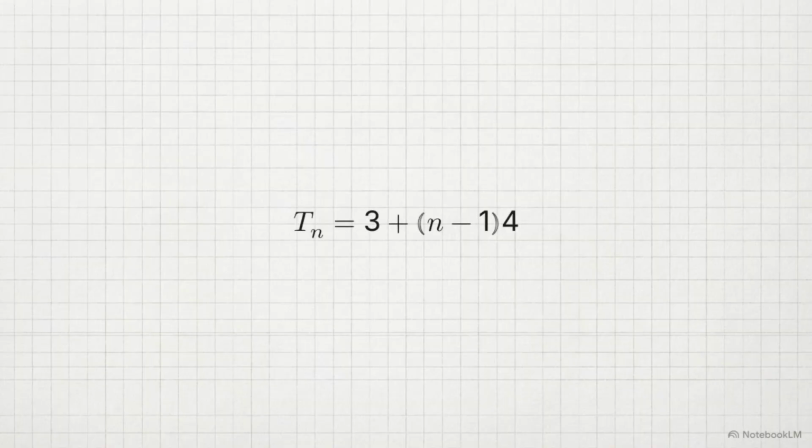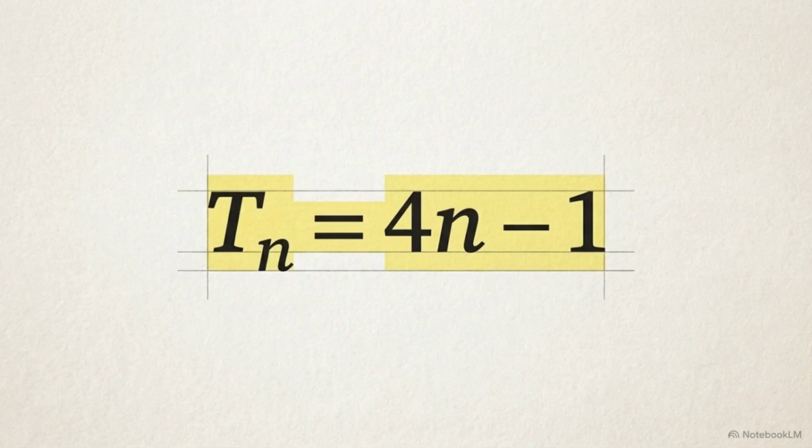To simplify the formula, we multiply the 4 into the bracket, giving us 3 plus 4n minus 4. Combining the constants, the 3 and the negative 4, we get negative 1. Our final formula is t subscript n equals 4n minus 1. This simplified equation is now specific to our pattern, letting us find any term value by plugging in its position.